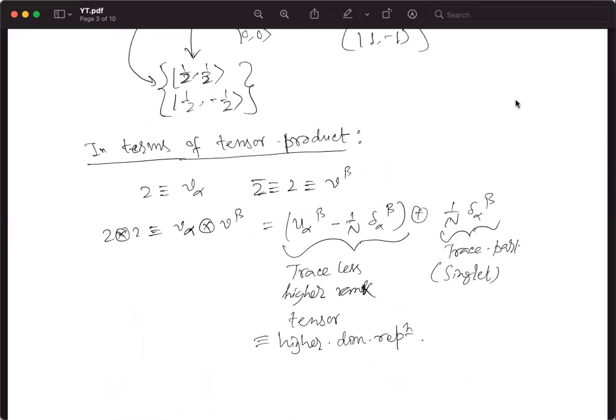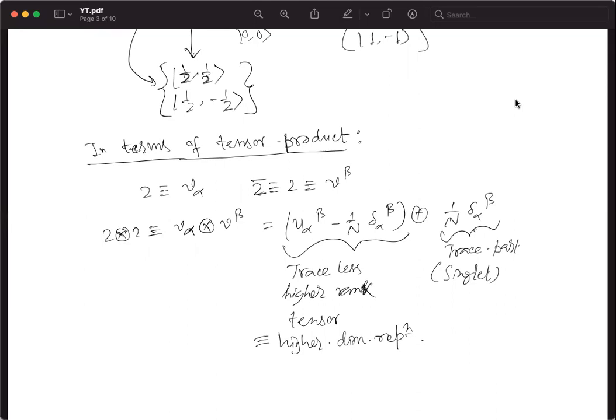So the two-dimensional representation can be written as a vector like V alpha, let's say, and 2 bar, which is a conjugate representation. And for SU2, this 2 bar and 2 are the same because SU2 has real representations, and this is represented by V beta. So this 2 cross 2 in tensor notation is basically V alpha direct product V beta, and from there we can construct a symmetric traceless tensor and a trace part. So we can single out this trace part, which is basically delta alpha beta.